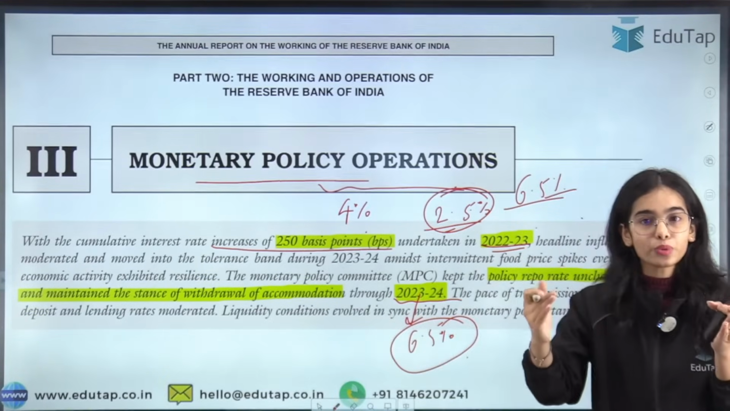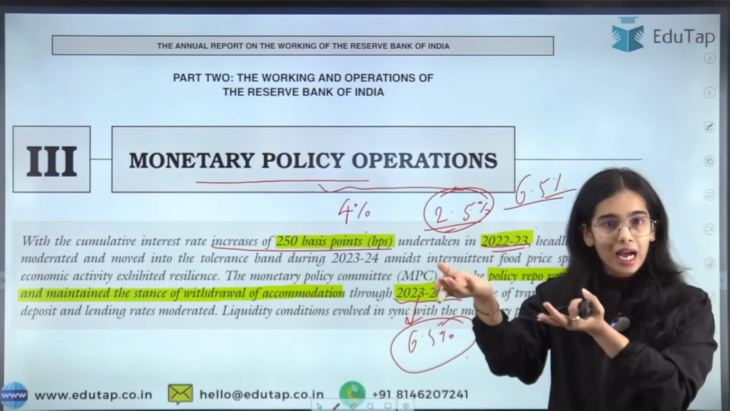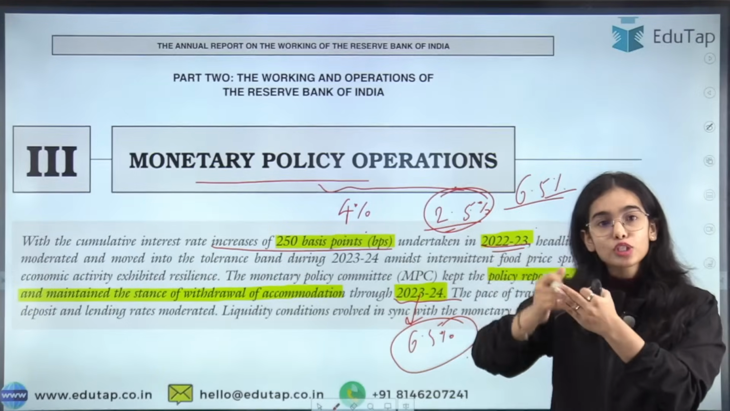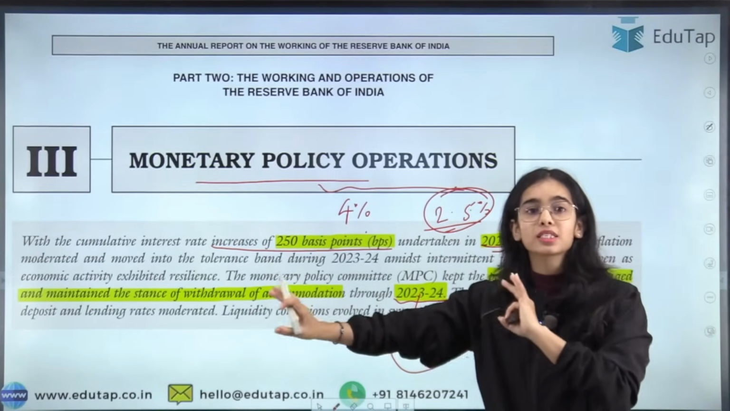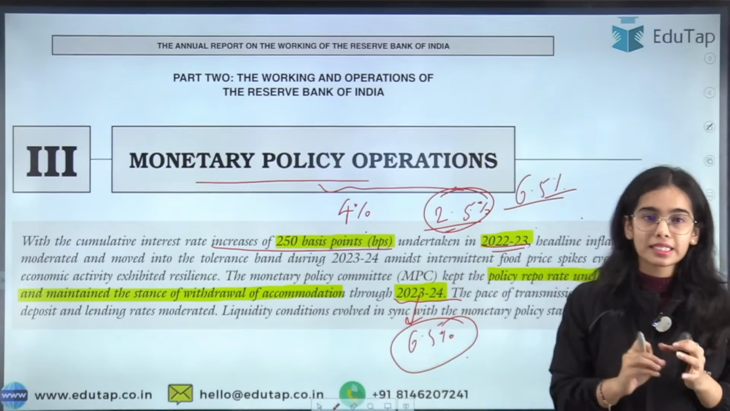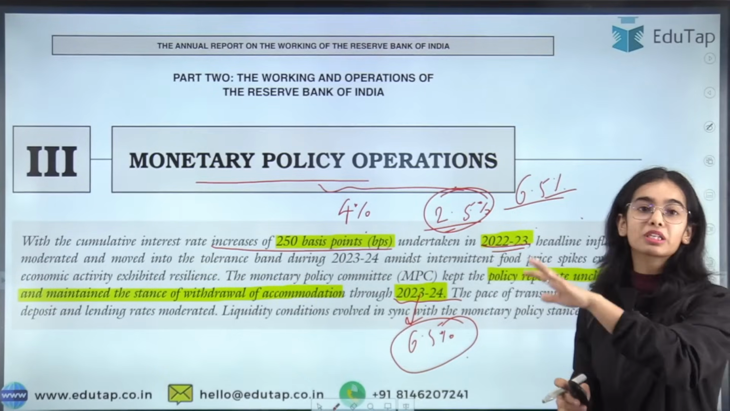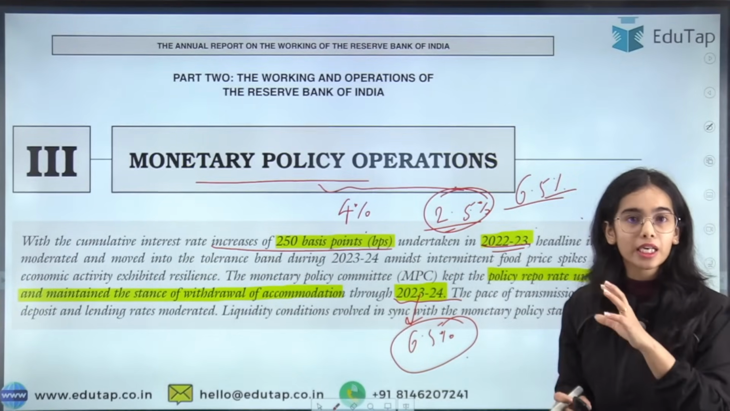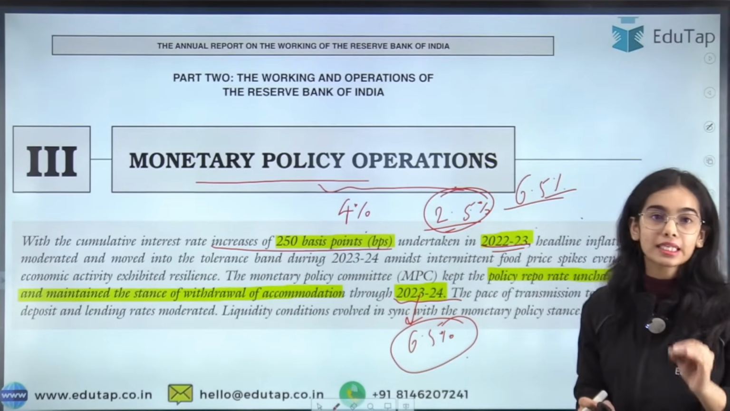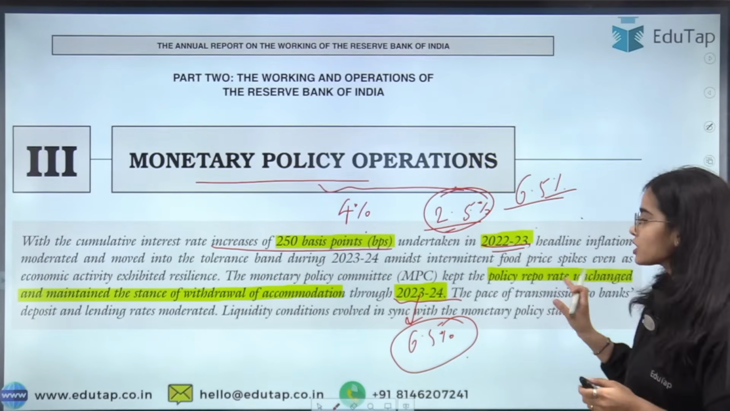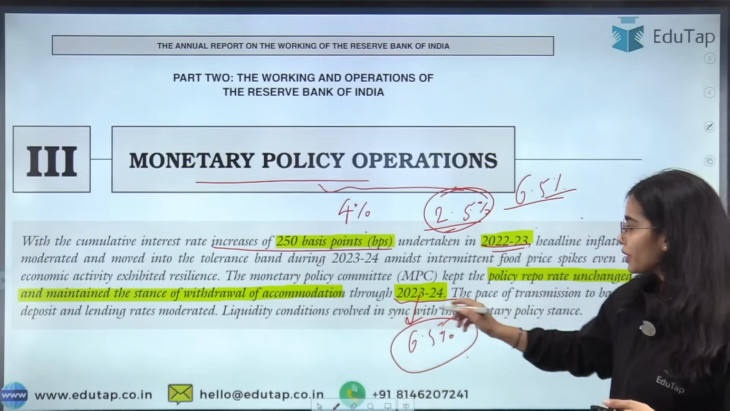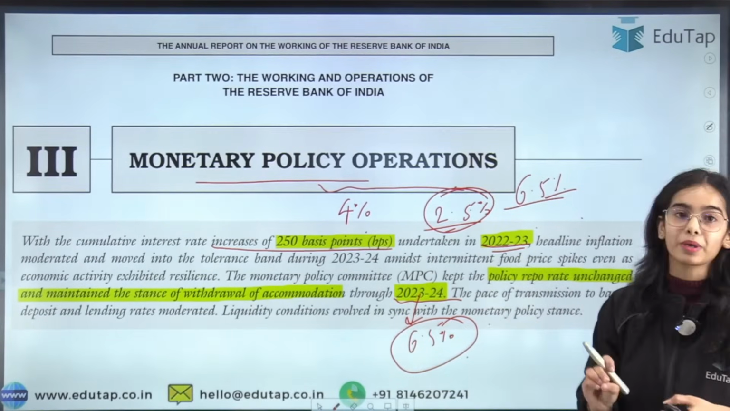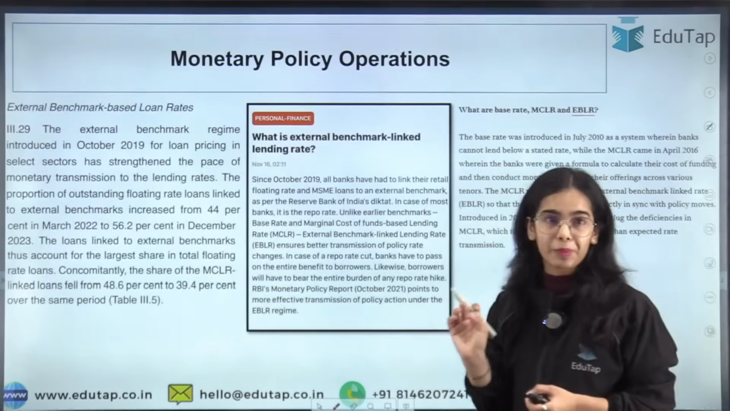So in 2022-23, the increase of the repo rate happened, but it was slowly passing down to the economy. That's why the RBI said that we will see how it is transmitting to the economy, what effect it will bring in the economy, and for now we are not increasing the repo rate even further. So this was the complete idea, okay? So in 2023-24, there was no increase in the repo rate, okay? The repo rate was kept unchanged.